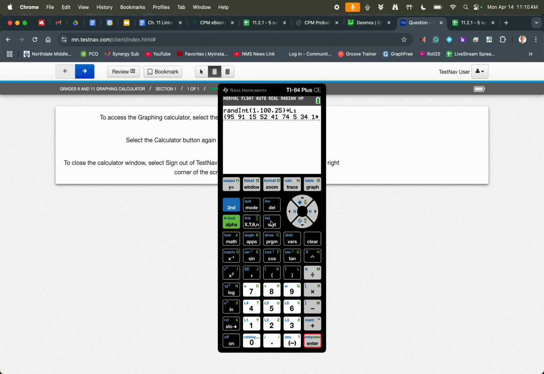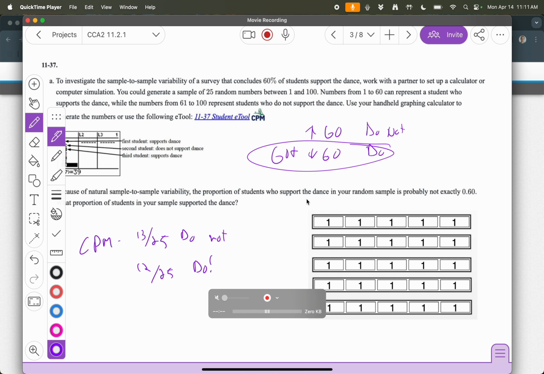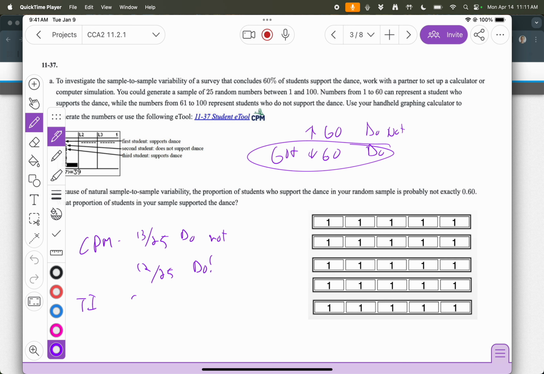And then to get in and see that list, I can click through it here. But again, I get kind of lost there. So I'm just going to go back into stat and edit. And here's my list. So in this list, I had 1, 2, 3, 4, 5, 6, 7, 8, 9. So I had 9 in this sample. So in my TI sample, I had 9 out of 25 that do not.